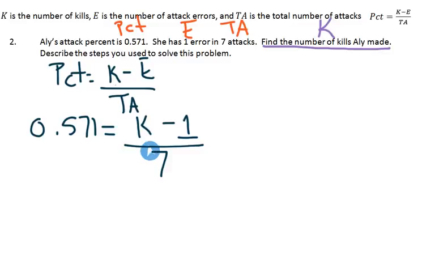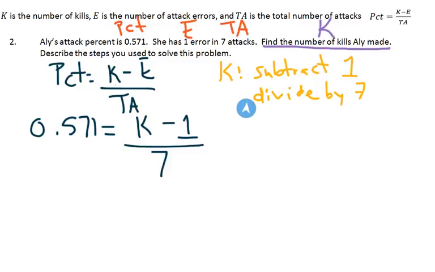Looking at this equation, we want to solve for K, so we want to get K on this side by itself. Let's write the steps we would have to do to solve for K. Starting with the variable, what are we doing? Using words, we have K, we are subtracting 1, then dividing by 7. So over here I'm going to say K, subtract 1, and then divide by 7.